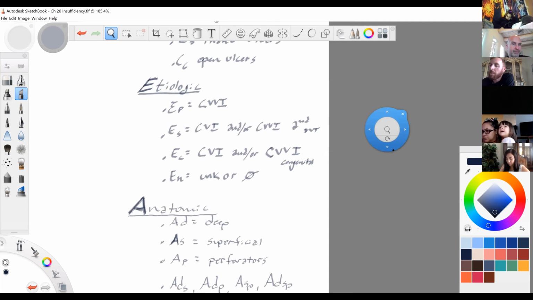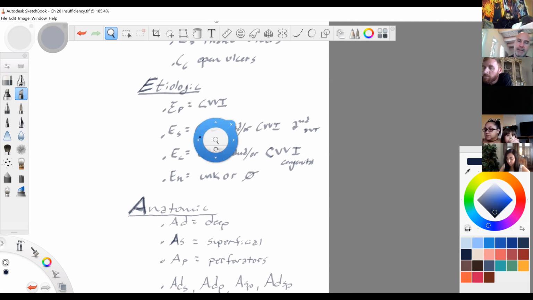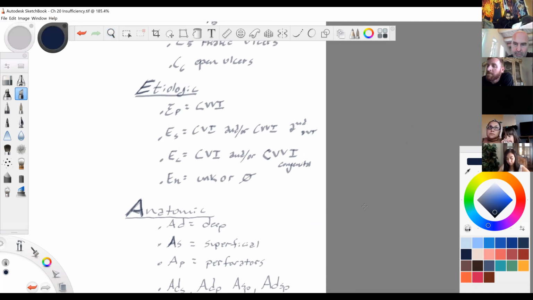Etiologic. What causes this? EP. Is it just valves? Chronic venous valvular insufficiency, CVVI. ES, chronic venous insufficiency and or CVVI, secondary to DVT. So we know there's a DVT or there's past DVT and it caused the problem. So that's something you have to know in advance.